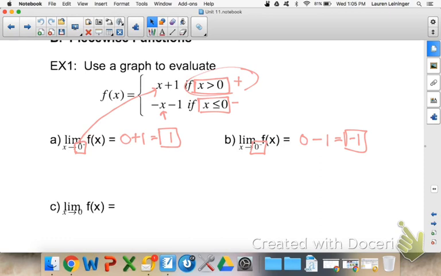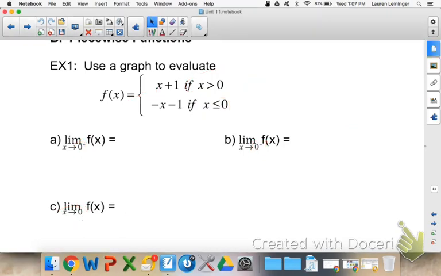And we've talked about this before, but the limit as x approaches 0 as a whole is only defined if the limit from the right and the left are the same. So if the limit from the right and the left are the same, then you write that number down, or in this case, you would say the limit does not exist because those two numbers are not the same. So we can try that again on the back real quick.